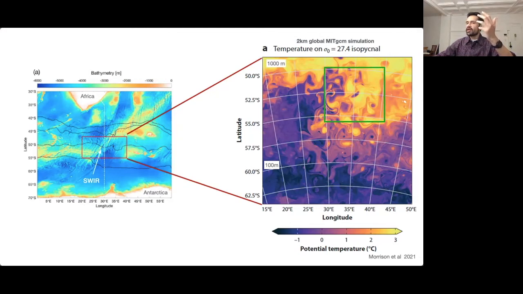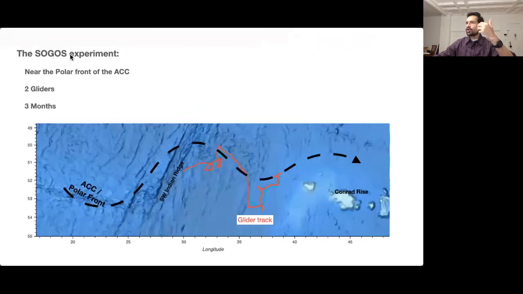To do so, we carried out a glider campaign in this region, which we called SOGOS, or the Southern Ocean Glider Observations. Two gliders were deployed, as shown over here, on the southern side of the polar front, especially a region where the polar front went over the Southwest Indian Ridge. The gliders sampled the region for about 3 months, and during this time, they sampled through the polar front and mostly to the south of it.